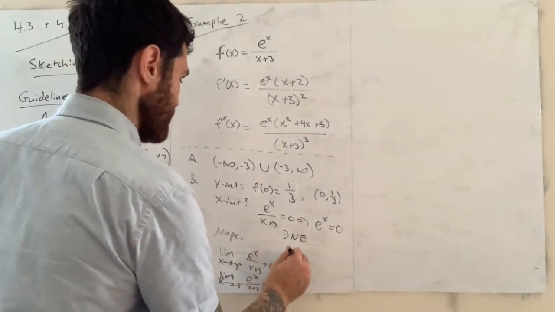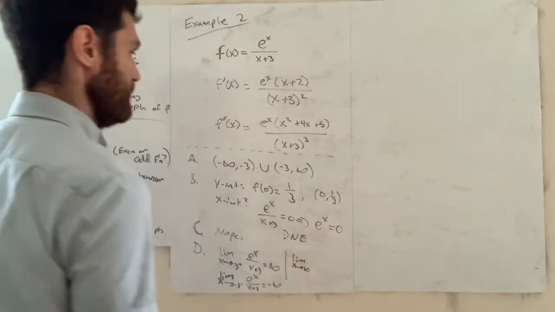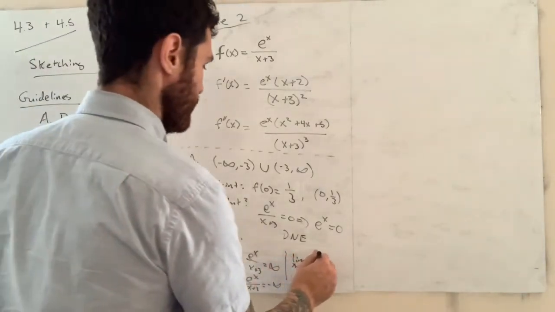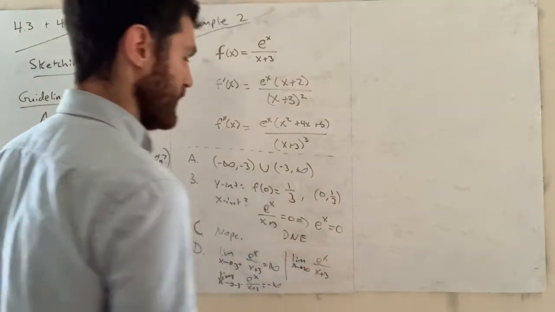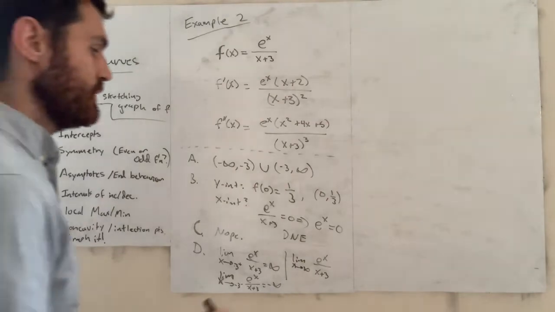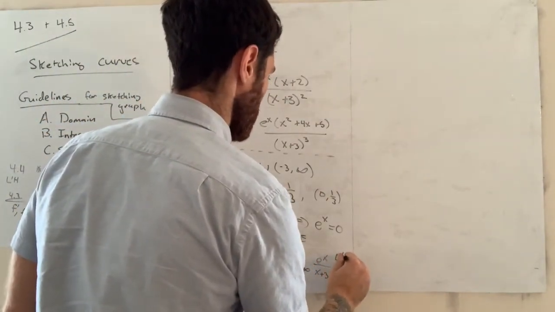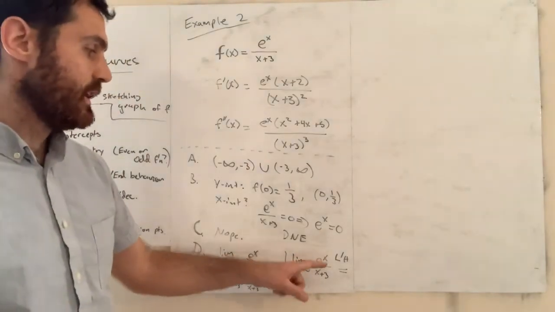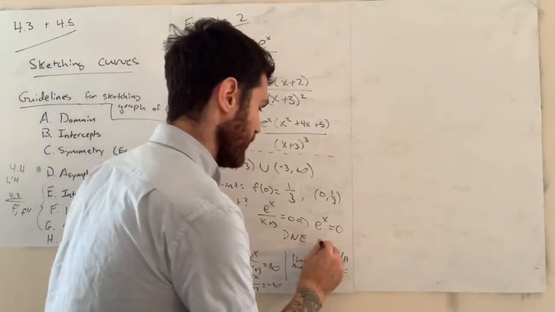Well, what happens when I take the limit as x approaches infinity of e to the x over x plus 3? In order to do this, I actually have to invoke L'Hopital's rule. Why? Because if I try to take them individually, I'm going to get infinity over infinity.